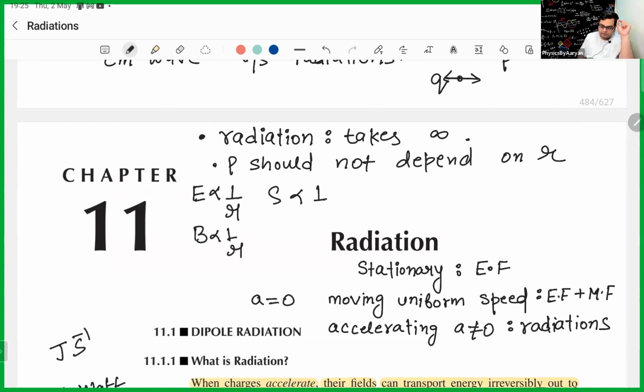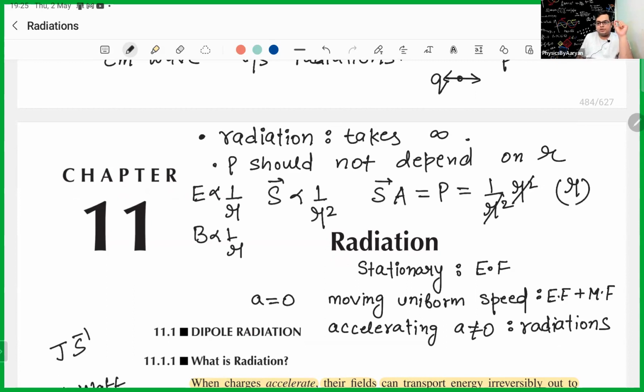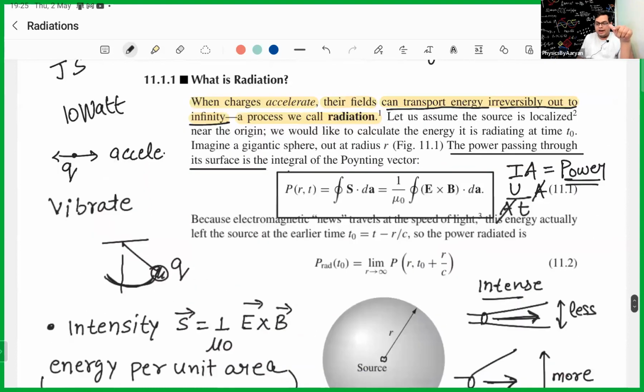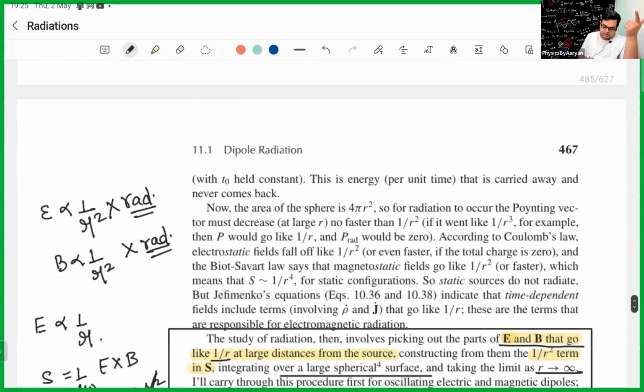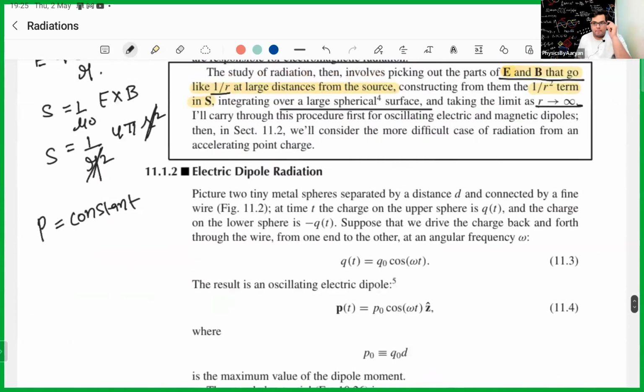If electric field and magnetic field are 1 by R, then the Poynting vector will be 1 by R square. And if I multiply the Poynting vector with area, I get power 1 by R square, and area is R square. Then R square cancels, and my power does not depend upon R. So you don't want your power to depend upon R. That is why your E and B should be 1 by R, and your Poynting vector should be 1 by R square. So this paragraph is very important. If any doubt, please ask.